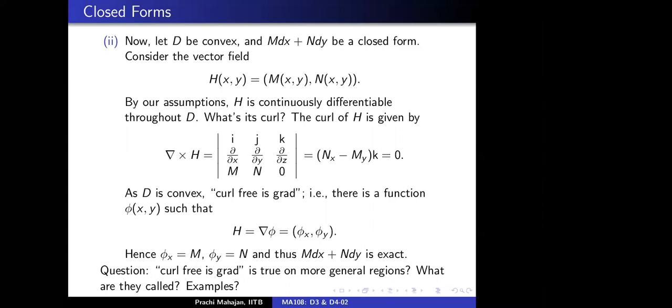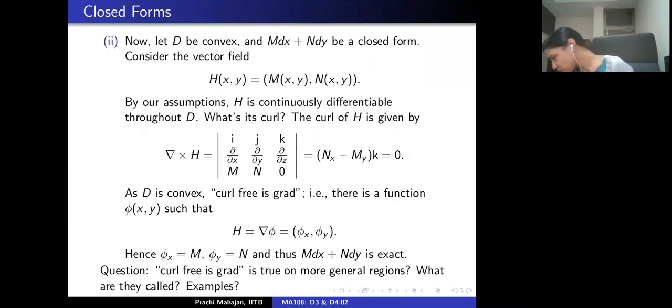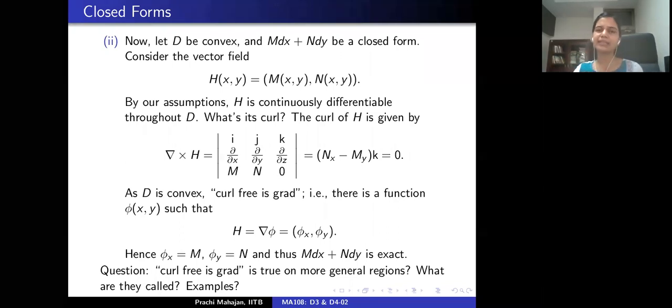But for the purposes of this course, let's be content with the convexity assumption. At least one person seems to be unable to locate the proof. I apologize; in the interest of time, I will not repeat that proof here, that if D is convex, then curl free is grad. But I can certainly point out a reference, and I will do that when I put up the slides on Moodle. Is that okay?